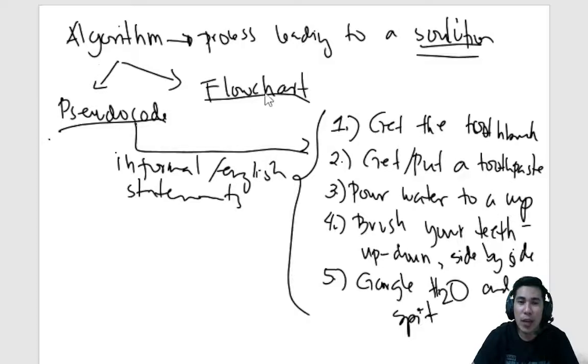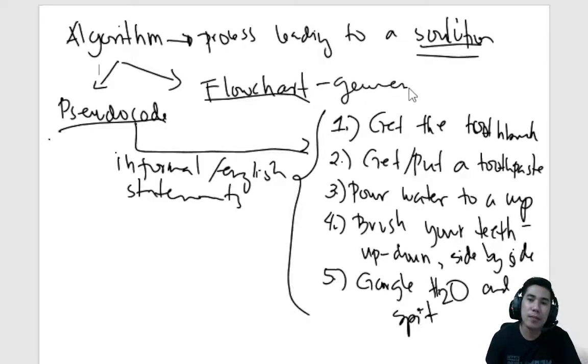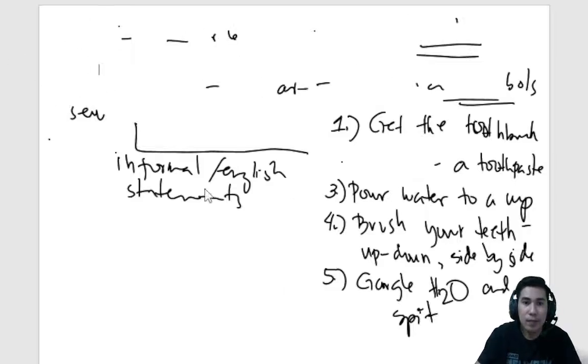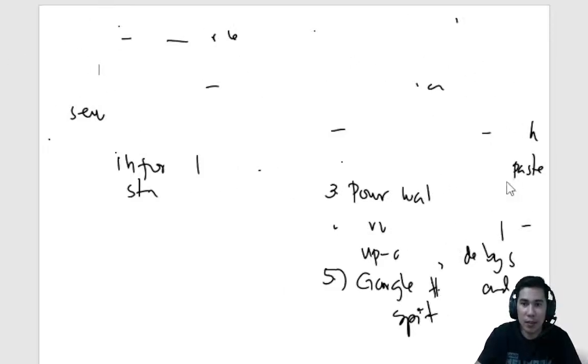Let's now proceed with flowchart. The flowchart uses geometrical symbols. Flowcharts are more formal because you use symbols, and these symbols represent a certain process or a certain step. So here, for instance, we are going to, let me erase this one. Okay, I'm going to erase this.